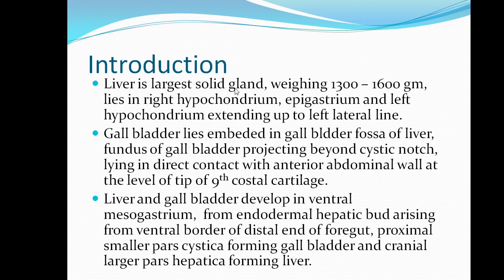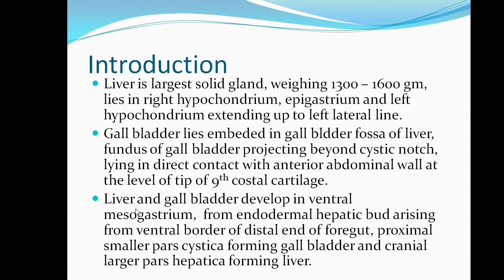The liver is the largest solid gland, weighing about 1300 to 1600 grams. It lies in the right hypochondrium, epigastrium, and the left hypochondrium, extending up to the left lateral line. The gallbladder lies embedded in the gallbladder fossa of the liver, with the fundus of the gallbladder projecting beyond the cystic notch, lying in direct contact with the anterior abdominal wall at the level of the tip of the ninth costal cartilage.